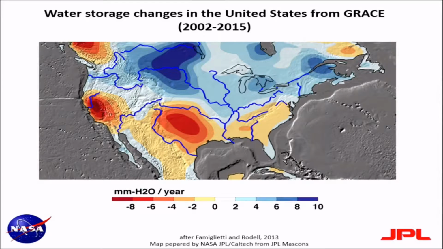So here's a trend map. Another way we look at the data is to map out the trends. Now we're looking at the whole United States, and for most of the GRACE time period, the blue is getting wetter, and the red is getting drier. So we see a couple of things. The upper half of the United States is getting wetter. The lower half is getting drier.